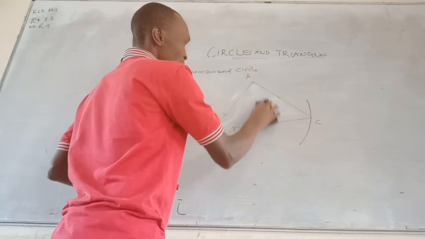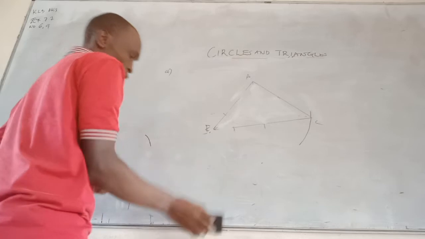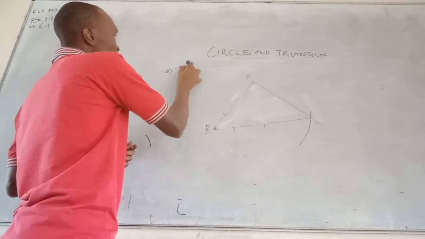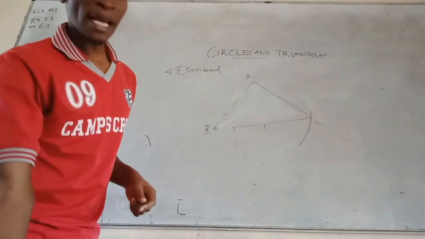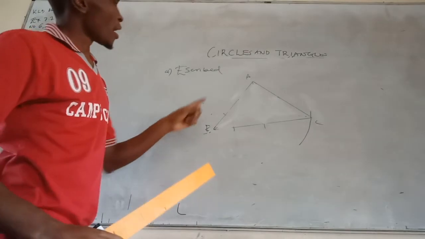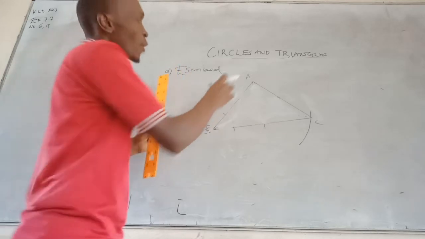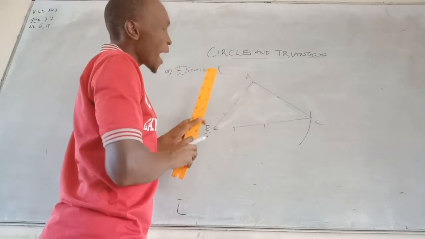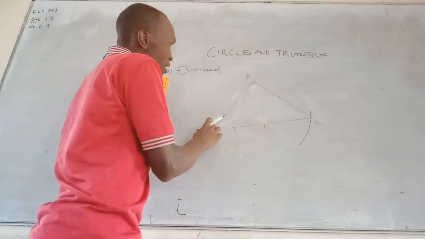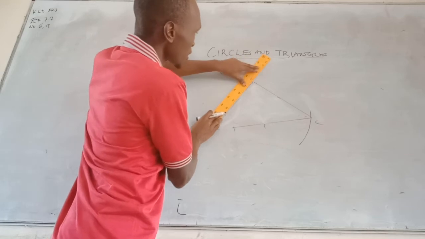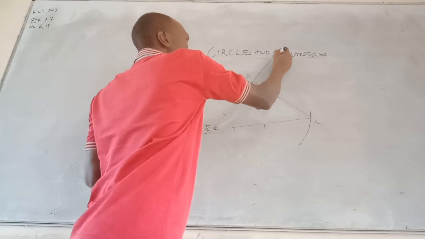Now the last bit of circles, we have one more type. We are going to look at what we call an escribed circle. Now with the escribed circle, this is a circle that is drawn outside a triangle and it touches one of the sides of that triangle and the produced sides of the other two. What I mean is this is BA. So I can produce it. I can produce that line, say to point E.